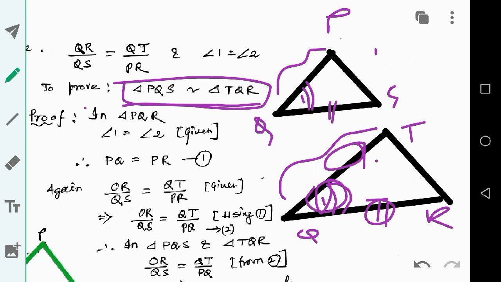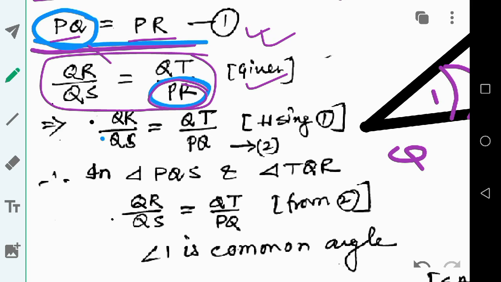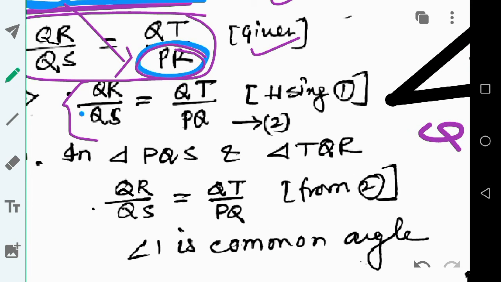But in this relation, it is given that QR by QS is equal to QT by PR. That's why here you see we have got in equation number 1 PR is equal to PQ. So let us replace this PR by PQ. Doing so we have got QR by QS is equal to QT by PQ.